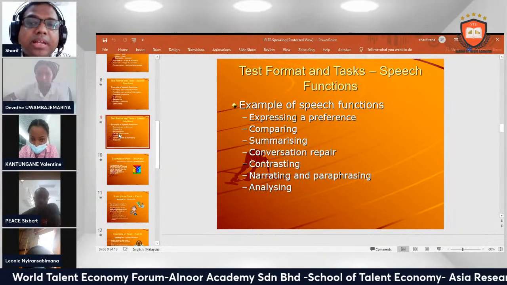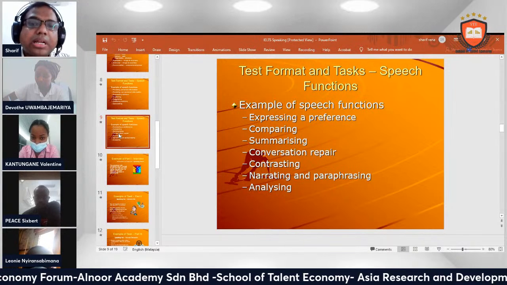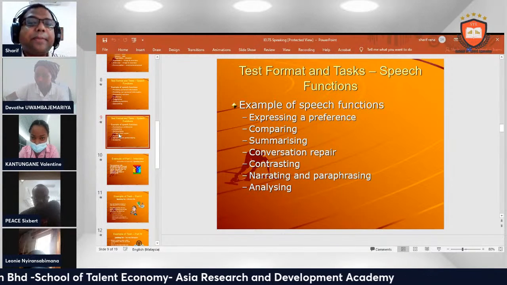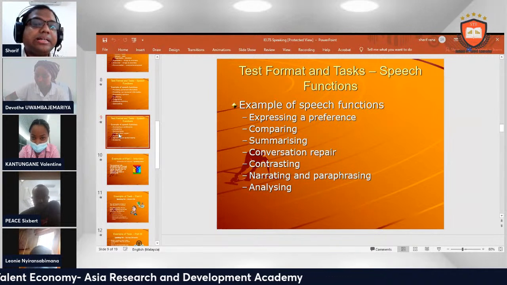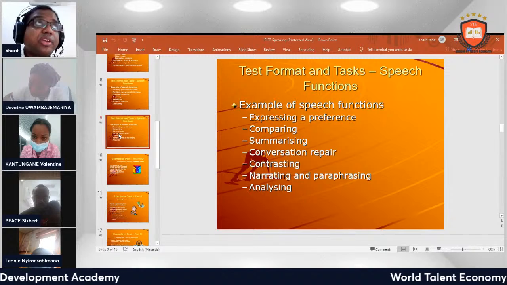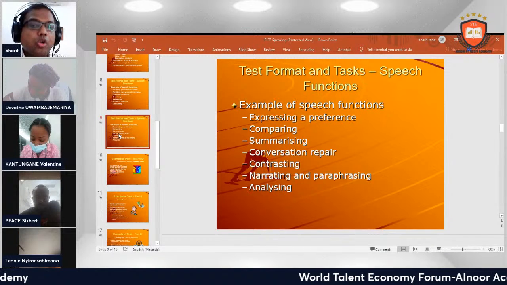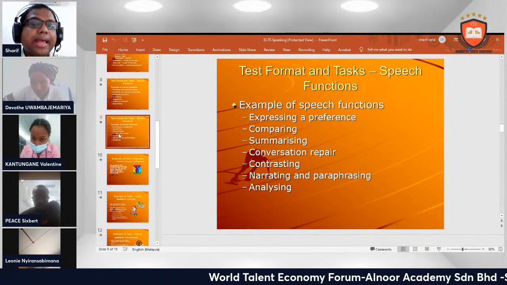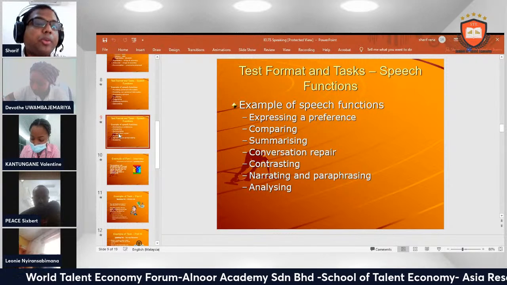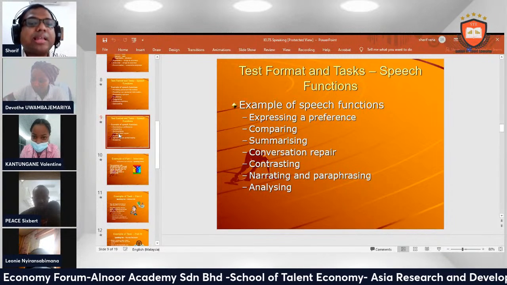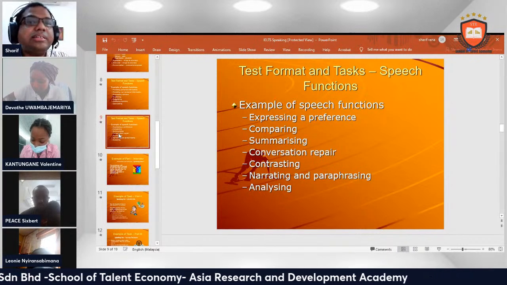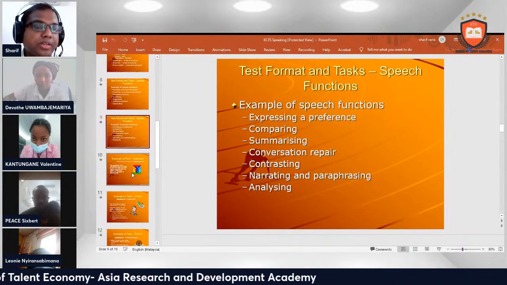Then, test format and task, speech function. So what are the functions you have to understand? Examples of speech functions: expressing a preference, comparing. You need to know how to do summarizing, conversation repair, contrasting, narrating and paraphrasing, analyzing. Analyzing is the most important part of your presentation. How you analyze the topic, like how you analyze artificial intelligence in healthcare. This is very important.